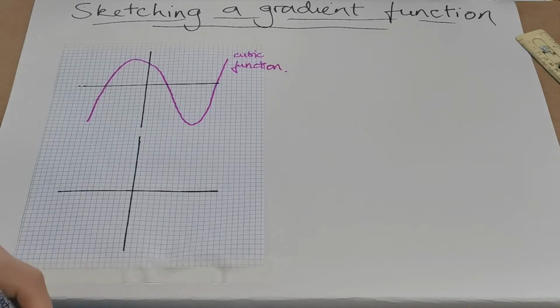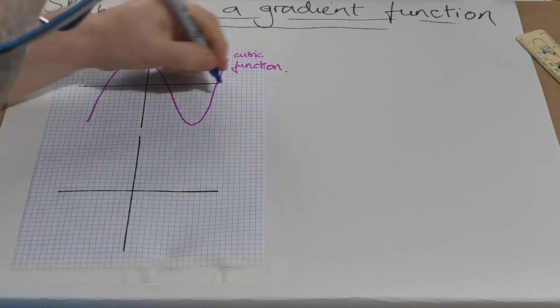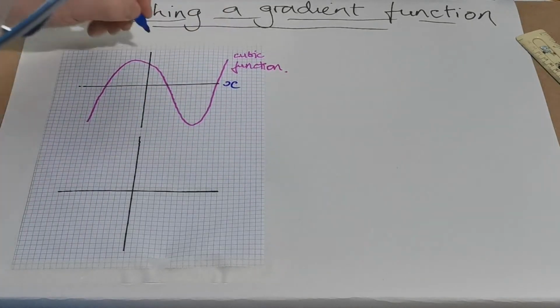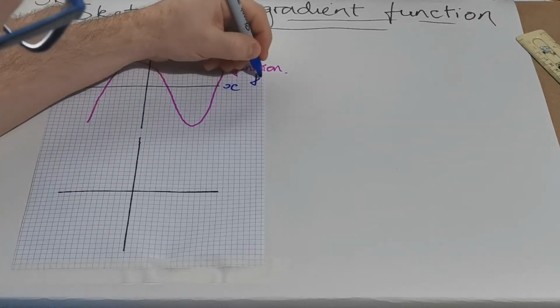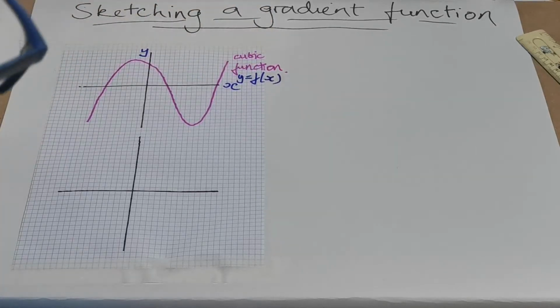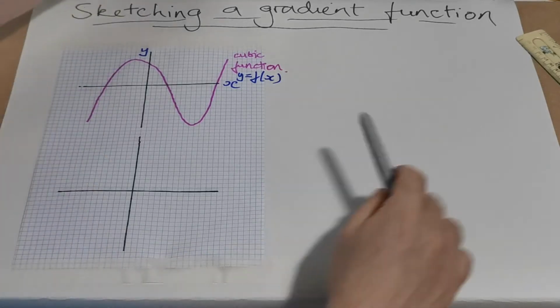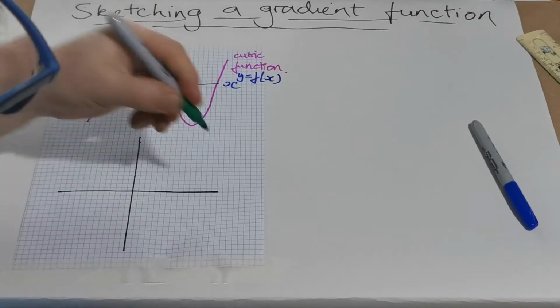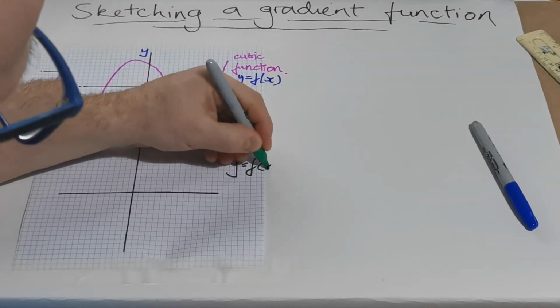Right, hi there. I thought I'd speak to you today about sketching a gradient function. Now on this graph here we've got an x and a y, and this function here is y equals f(x), so something to do with f(x). Now what I want to do is draw the graph of y equals f'(x).